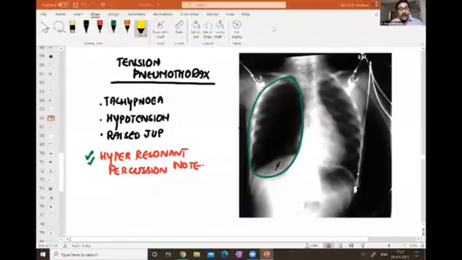The reason why left-sided diaphragmatic injuries are more common, can anyone tell me the reason? I'll be very happy if you people can tell me the reason. The reason is because the right side is protected by the liver. Excellent, correct. Right side is protected by the liver. That is why left-sided diaphragmatic injuries are more common. Very good.